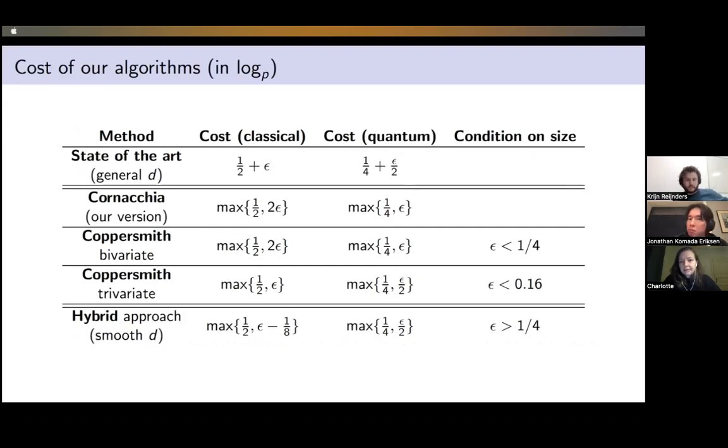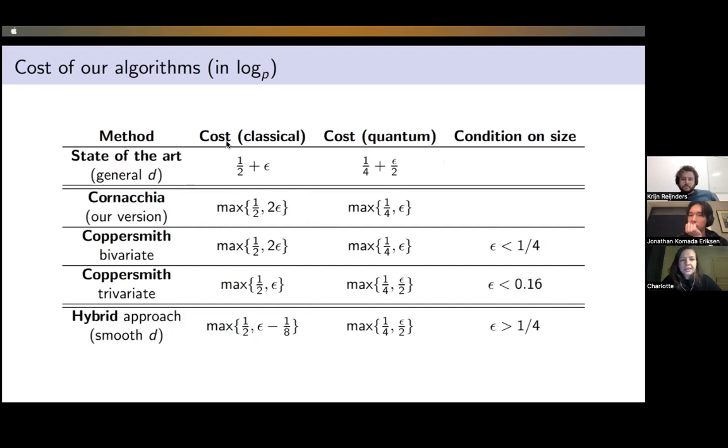And in particular, we obtain this kind of overview of which parameter sets or which costs we have for specific algorithms, and can then infer which parameter sets will be easier to solve using our approaches or the state-of-the-art methods, where the state-of-the-art is meet in the middle for smooth D, but for general D, of course, we can only really look at exhaustive search. So the cost is all in log P.